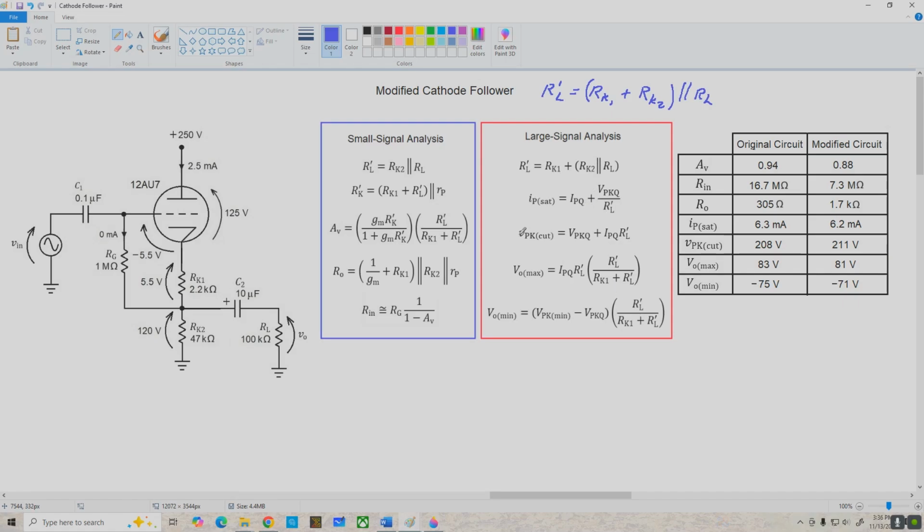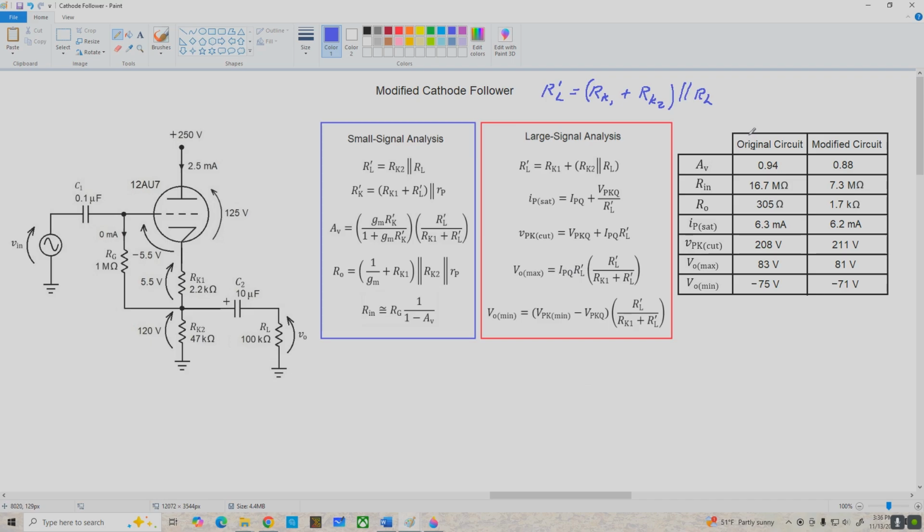Now, IPSat and VPK cutoff, these are the same formulas that we've used for everything from BJTs and FETs all the way up through vacuum tubes. The difference here is that R prime L is defined differently. And finally, VO max and VO min are also given by the same equations we've always used, except this time they're scaled by the voltage divider ratio here. And if RL is a low value, that can really have a big effect on these voltages.